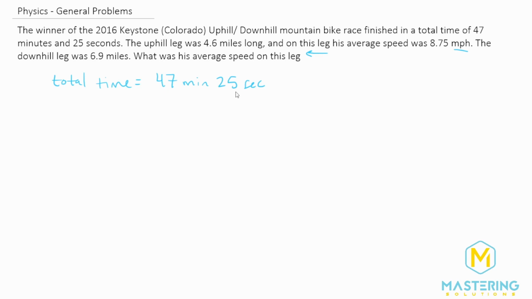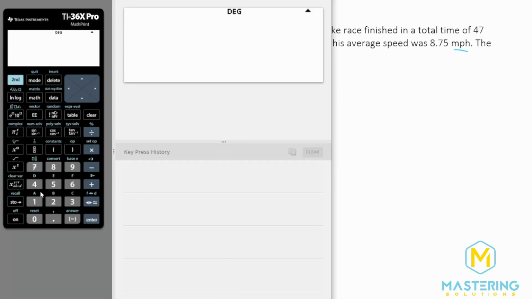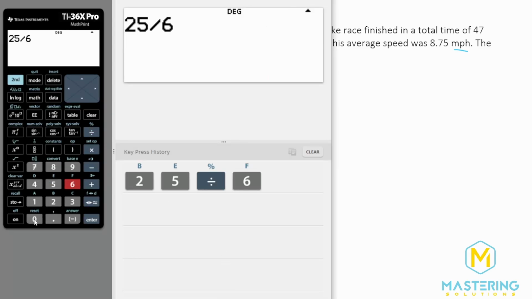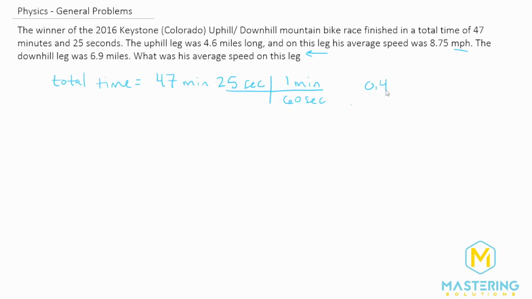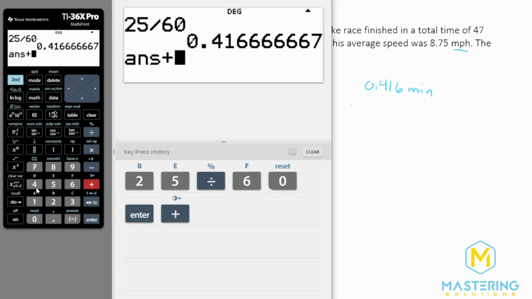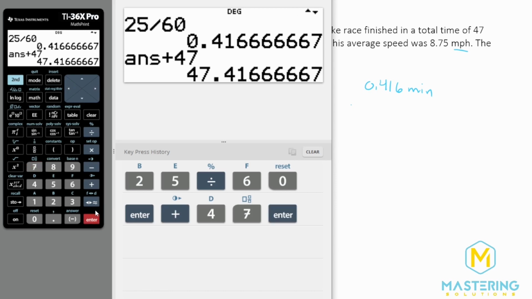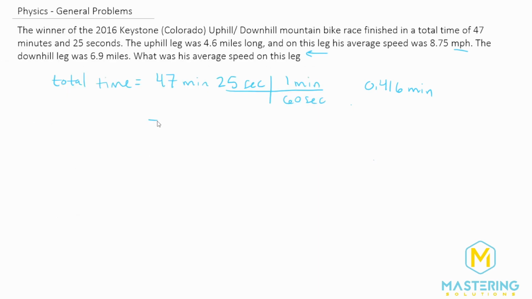So let's change this 25 seconds to minutes first. We know in 1 minute there are 60 seconds. We have 25 divided by 60. So there is 0.416 minutes, and then we are going to add 47, of course. So we have 47.416. So the total time is 47.416 minutes. And now we're going to convert that into hours.